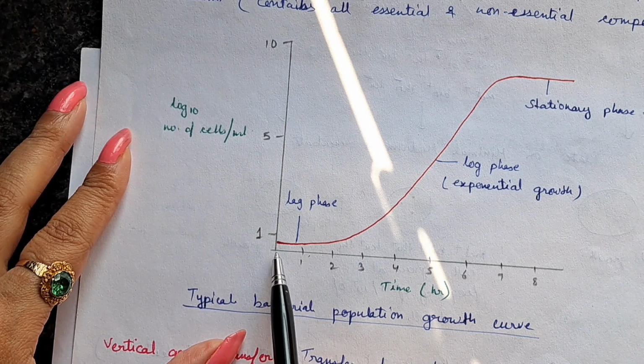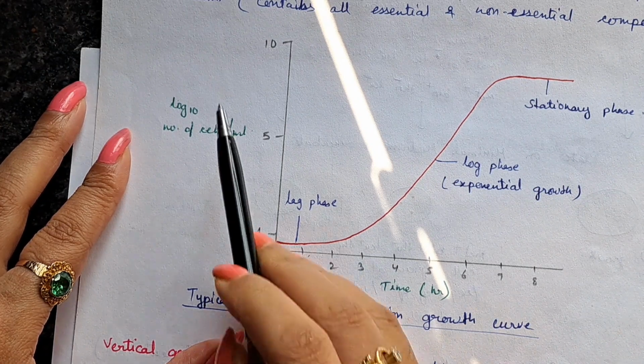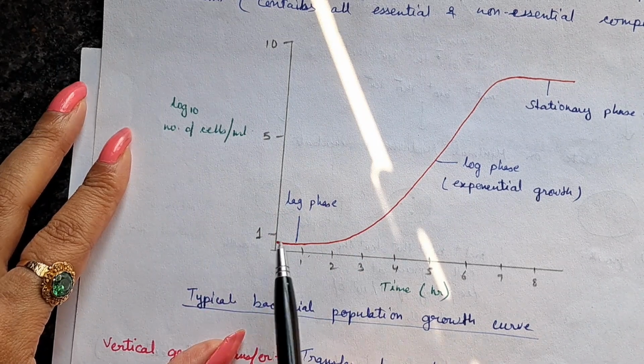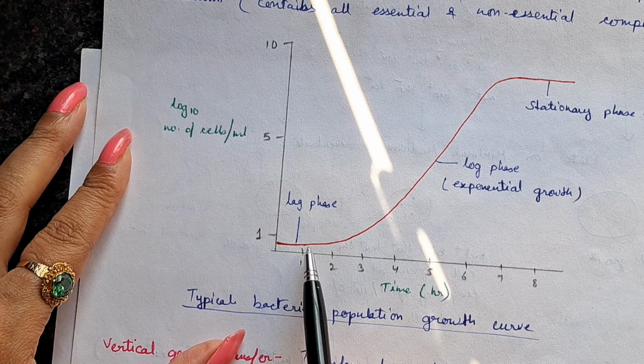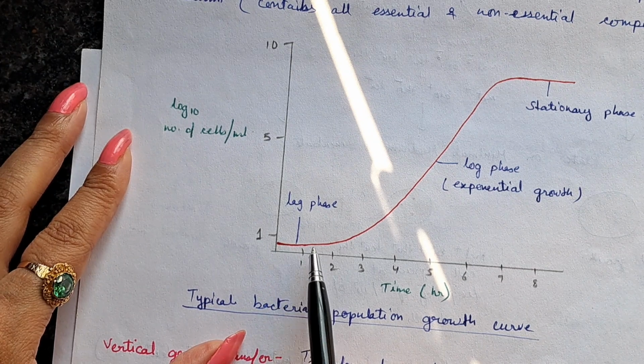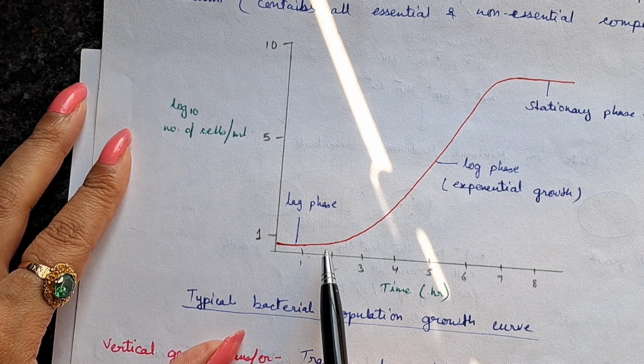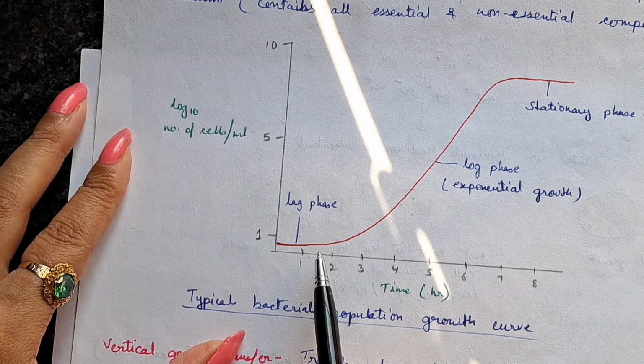Initially, they will not grow. On the graph, this is time and this is the total number of cells, and how it is increasing. Initially, there is a lag phase. It will take some time to grow. This is the time they take to get accustomed to the environment, and there is a lot of stress.